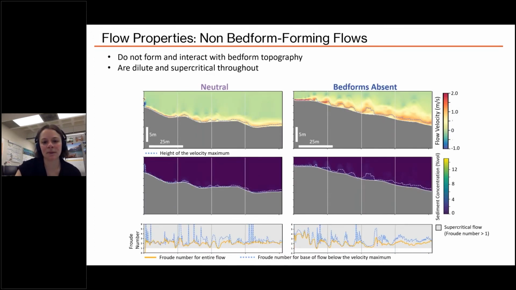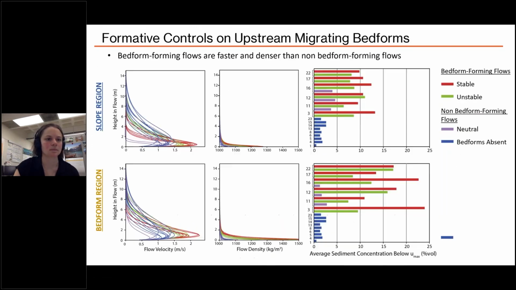We can use the same types of panels to look at examples of non-bedform forming flows, which are shown here. You can see that there are some fluctuations in the flow velocity and the sediment concentration fields, but they don't correspond with underlying topography. These flows are dilute throughout, and they remain supercritical along the horizontal domain. And so comparing these observations, we can discuss the formative controls on upstream migrating bedforms.